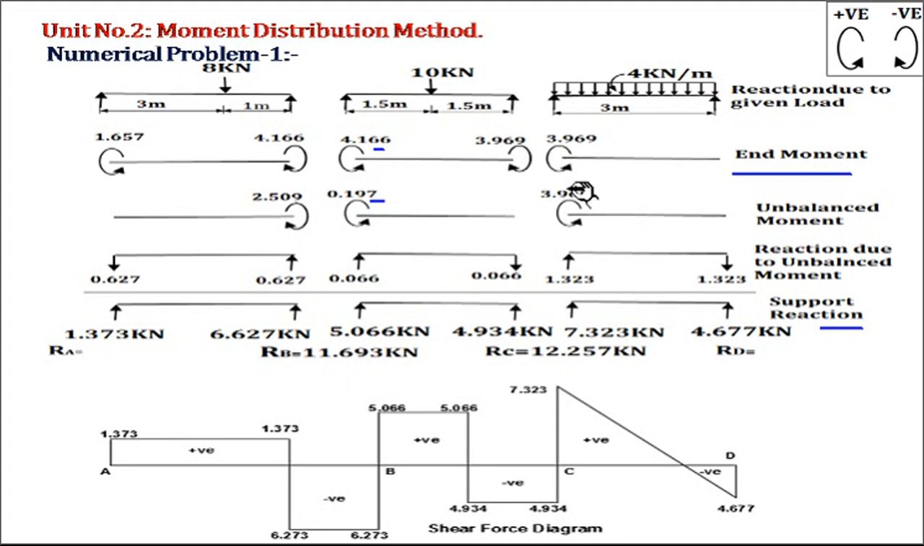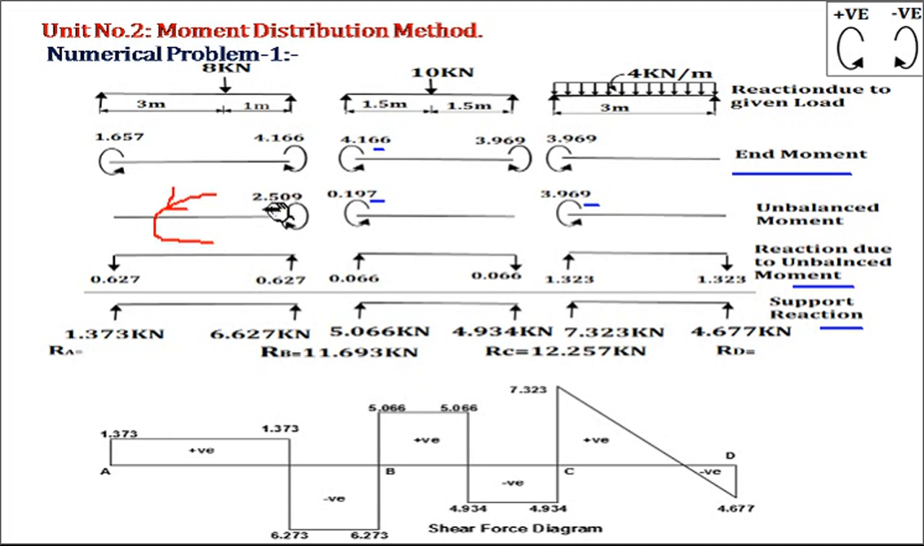So here only one moment will be there, so the unbalanced moment will be 3.969. Now the next step, you have to find the reaction due to the unbalanced moment. Now this unbalanced moment is rotating in clockwise direction. This member will be rotated in clockwise direction, so here you have to show the reaction rotating in anti-clockwise direction.